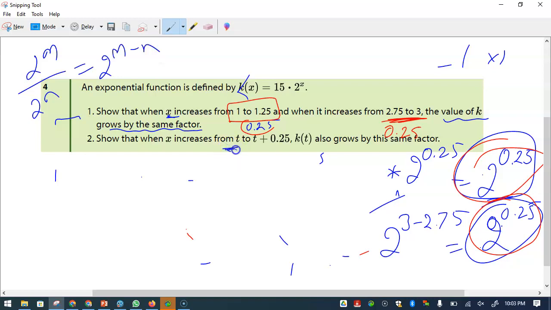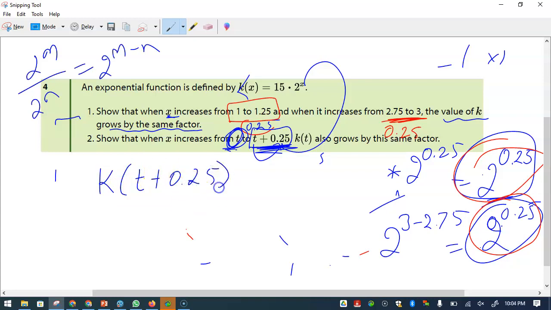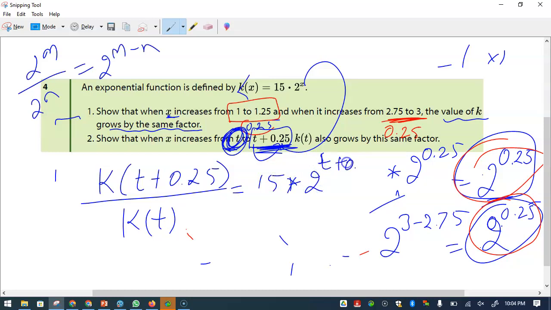So from t to t plus 0.25. t could be any number, and then that same number you add 0.25. So what you do is you plug in this t plus 0.25 right here. So we put k of t plus 0.25 divided by k of t, because this is the t, right? And then this becomes 15 times 2 raised to t plus 0.25 divided by 15 times 2 raised to t.